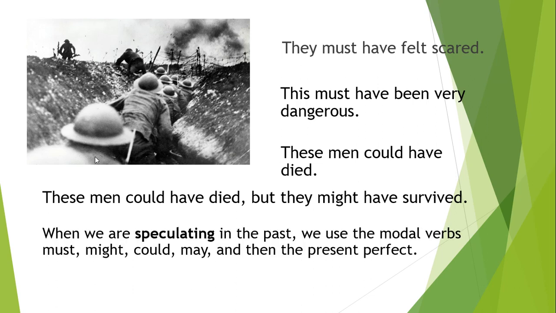When we're speculating in the past, we use the modal verbs must, might, could, and may, and then the present perfect. So with the examples, we can see they must have felt scared. Must is the modal verb. Have felt, present perfect. Again, next one, must modal verb, have been. Could modal verb, have died, present perfect. Might modal verb, have survived, present perfect.